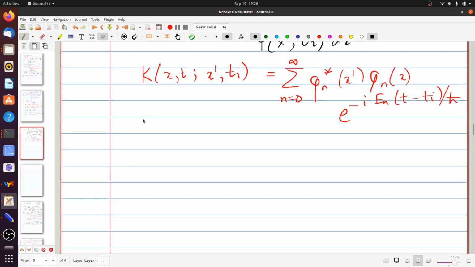Before we end today, let us take another look at the formula that we had derived for the propagator in terms of the energy eigenfunctions and eigenvalues. What I'm going to do is write this expression in the bracket form. So I'm going to basically bracket the propagator.